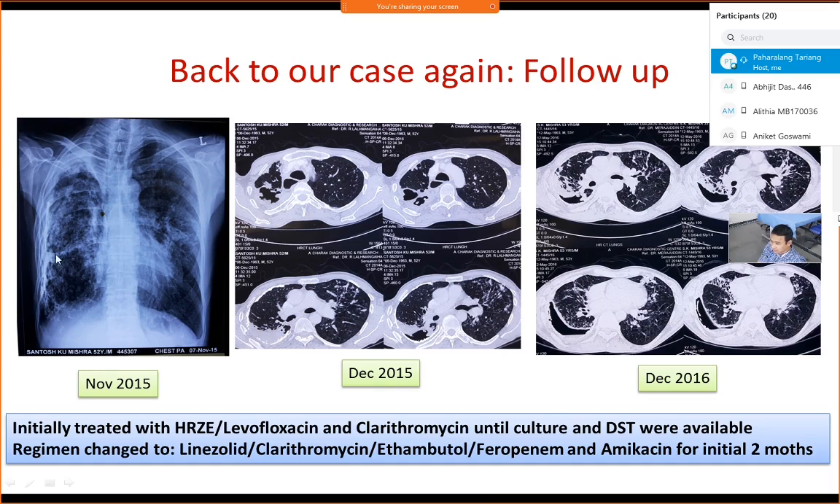So this patient again, in November 2015 when he came to us, he was really bad. He was initially treated with HRZE, so isoniazid, rifampicin, pyrazinamide, and ethambutol, along with levofloxacin and clarithromycin, until the culture and DST were available. As you saw in the culture and DST, it was resistant to ofloxacin, basically quinolones and macrolides. So his regimen was changed to linezolid, clarithromycin, ethambutol, meropenem, and amikacin for the initial 2 months.